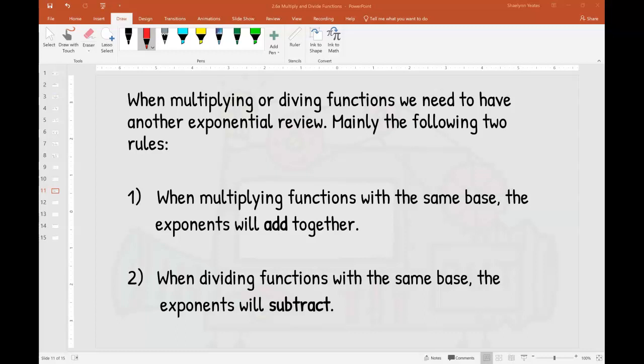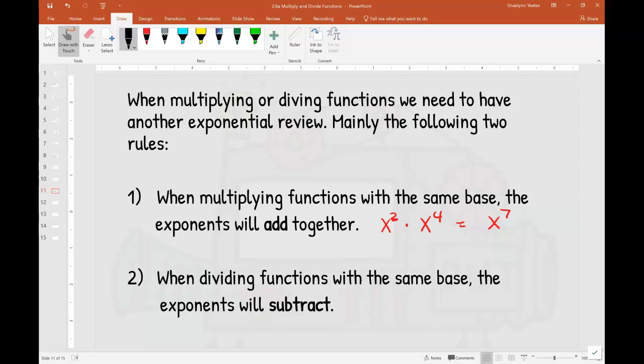All right, so this one says when multiplying functions with the same base, so we're talking about multiplying and doing another exponential review real quick with multiplying and dividing functions. So when multiplying functions with the same base, the exponents will add together. In other words, if I have x to the third times x to the fourth, this is going to be x to the seventh.